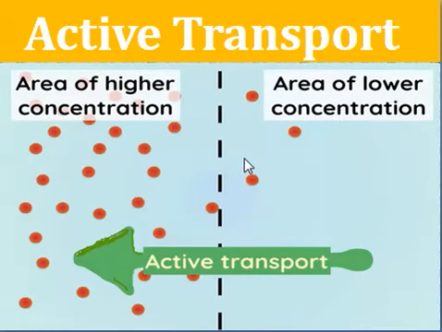Osmosis and diffusion are passive transports. Their energy is not used. Energy is not used because movement takes place from higher concentration to lower concentration. In active transport, energy is used because molecules move from the area of lower concentration to the area of higher concentration. Movement of molecules takes place against the concentration gradient. This is called uphill movement, low to high. So energy is needed.